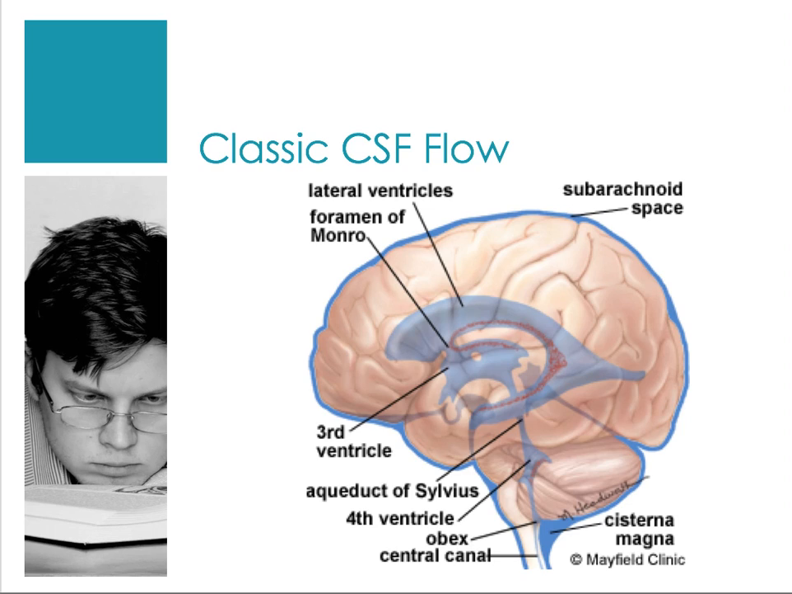The CSF is created in the choroid plexus, and then it enters into the lateral ventricles, through the foramen of Monro, where it passes into the third ventricle, down the aqueduct, and then into the fourth ventricle. Then after that, it leaves the ventricular system and goes into the subarachnoid space, where it's absorbed into the arachnoid granulations, or the arachnoid villi.